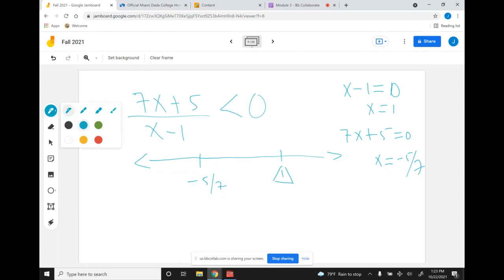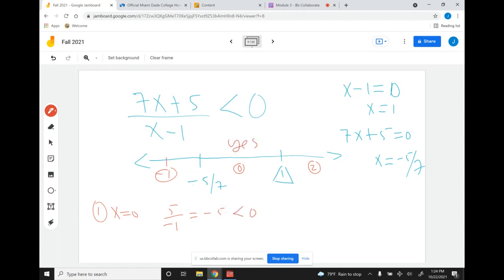All right, so now I'm going to use a different color to do the test points. I'm going to use 2, 0, and -1. Those are my test points, and I do the rest. When x is 0, what do I end up with? 5 over -1, which is -5. Is -5 less than 0? Yes.